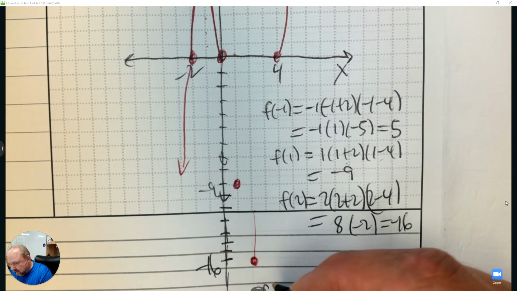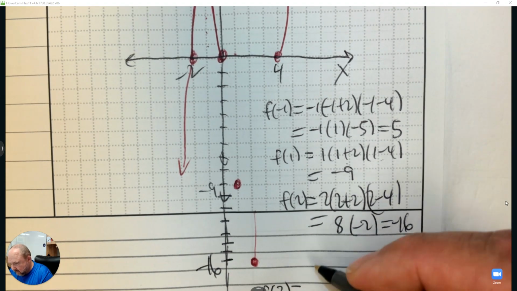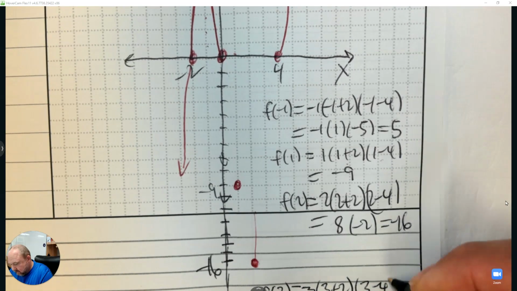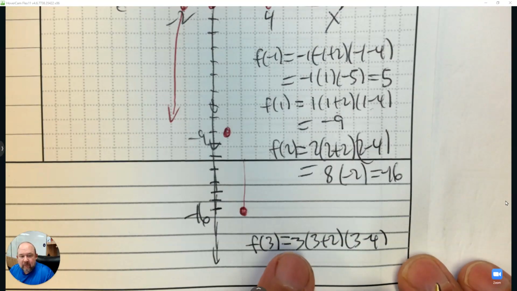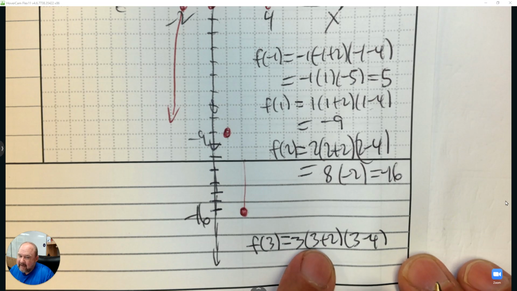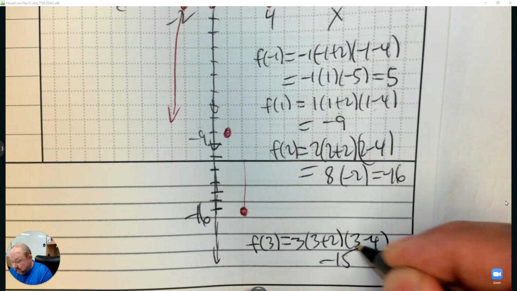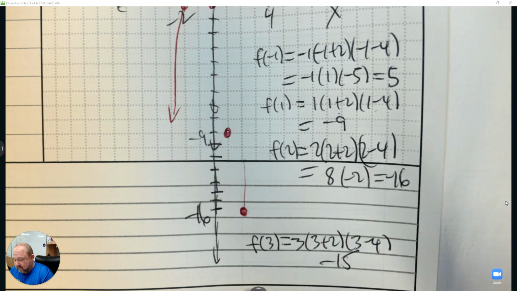I can't believe that 3 would be lower than that, but we're going to try. It might be. So it's 3 times 5, and it's negative. It's negative 15. So it's almost as low, but not quite.